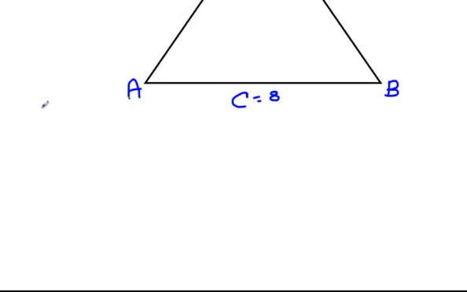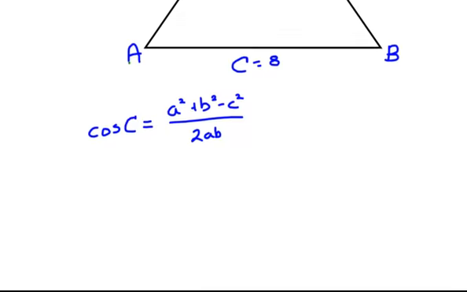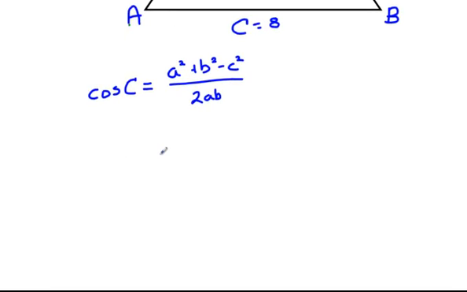I'm going to use angle C. So that's going to be the cosine of angle C equals a squared plus b squared minus c squared, all divided by 2ab. I chose to work with angle C. Did I have to? No. Could I have chosen angle A or B? Of course. At this point, let's go ahead and plug our information in.